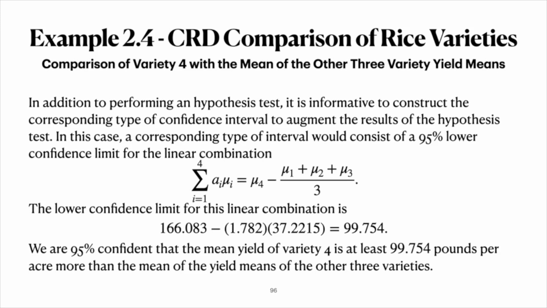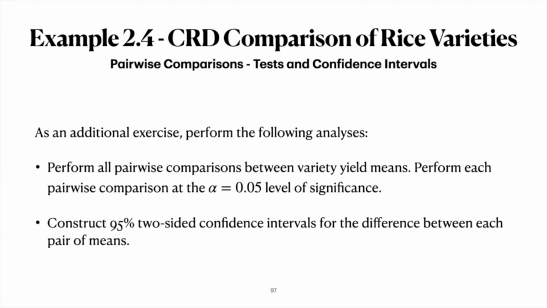All right, so let's move on. So as an additional exercise, what I want you to do is to perform the following analyses. Perform all pairwise comparisons between variety yield means. Perform each pairwise comparison at the 0.05 level of significance, and then construct 95% two-sided confidence intervals for the difference between each pair of means.